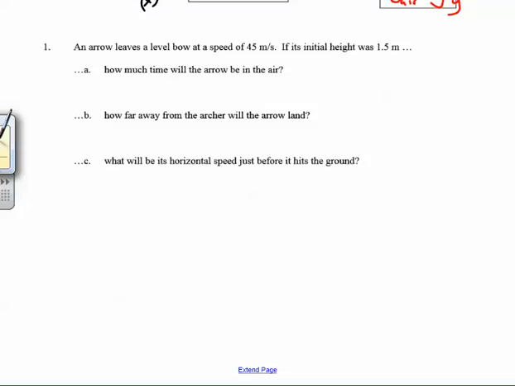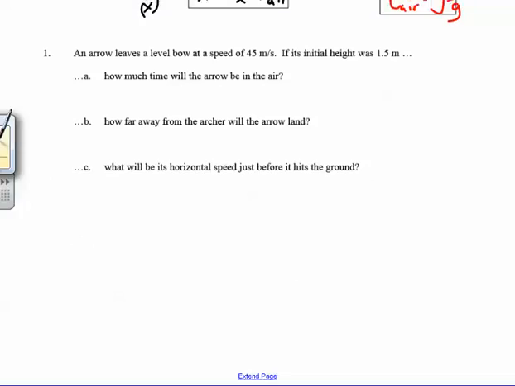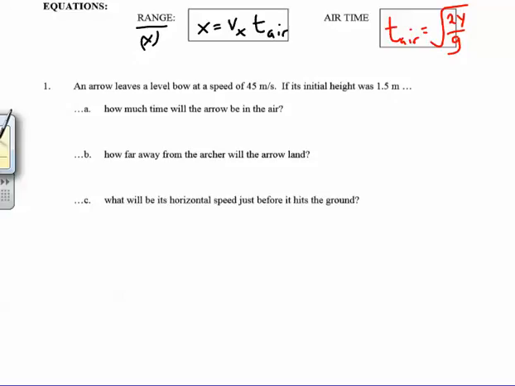Okay, so some simple problems we can do here. We have an arrow leaves a level bow at a speed of 45 meters per second. So let's start labeling this. The speed is a v, and now we want to be careful. What direction? Well, since it's level, we're going to call that Vx, and it's an initial speed, so we need to put that. And the initial height is 1.5 meters, so that's a y. So we don't want to mix up x and y values here.